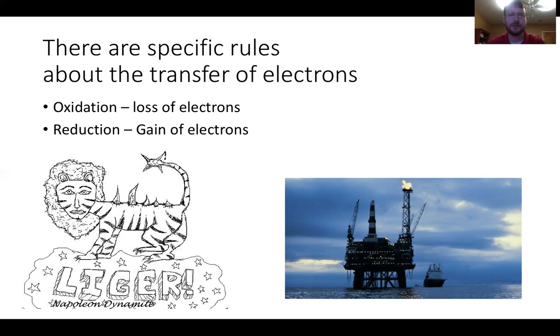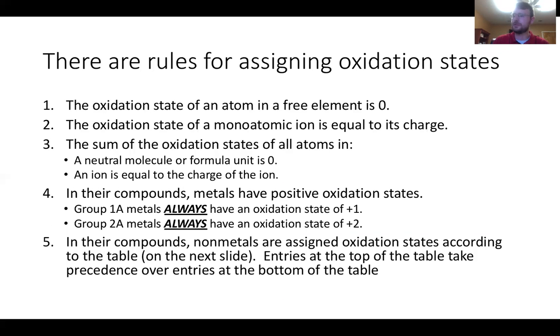Whichever one you want to use is fine, but we just have to be sure that we know that oxidation is loss, reduction is gain, because you will be asked which species or which element is being oxidized in a reaction and which one is being reduced. And so let's talk about some more rules about this oxidation reduction reaction.